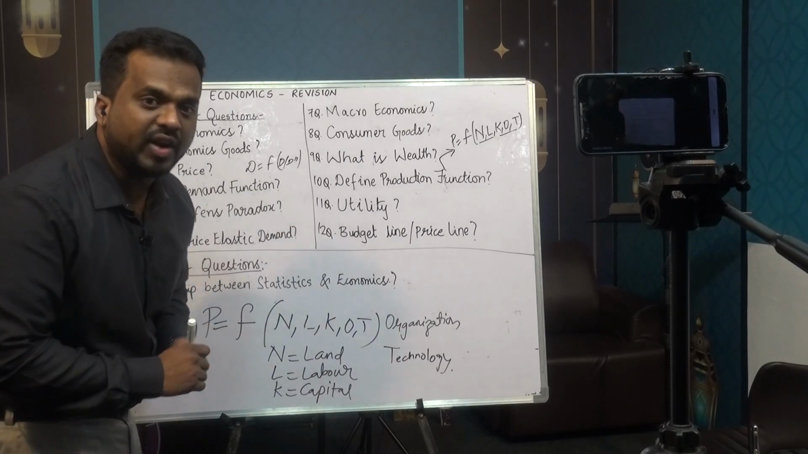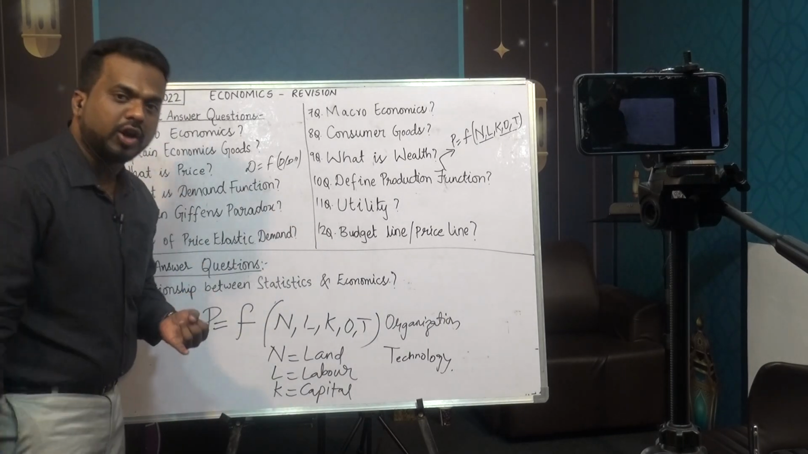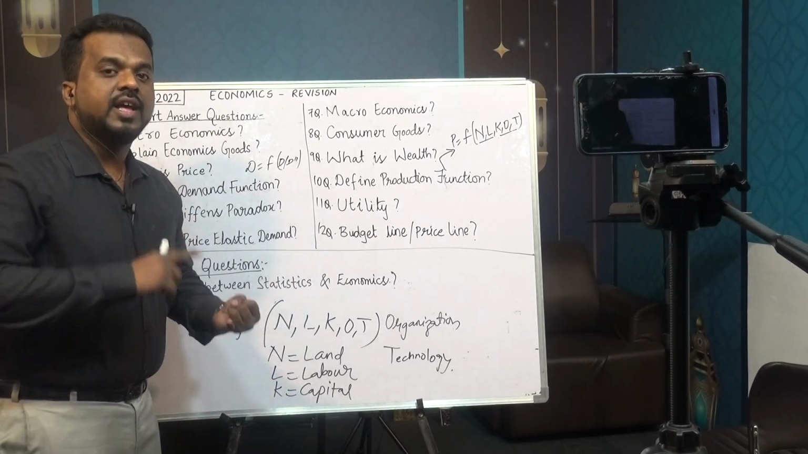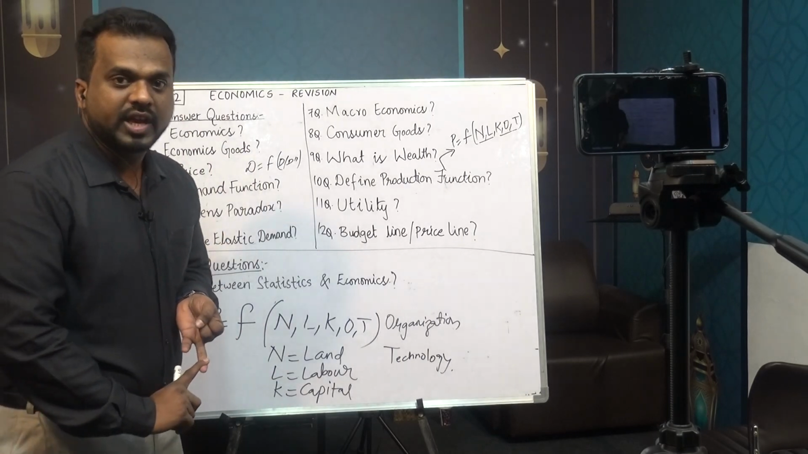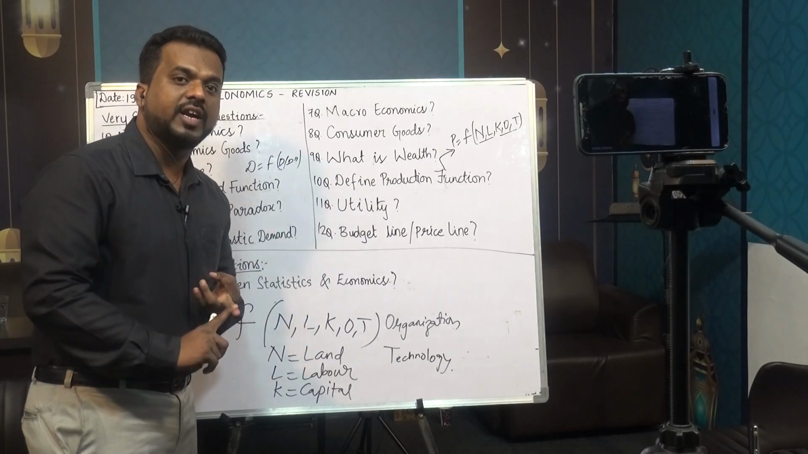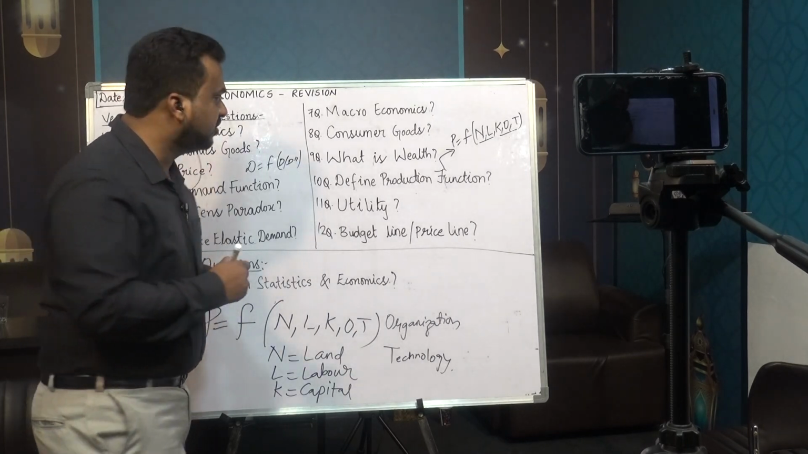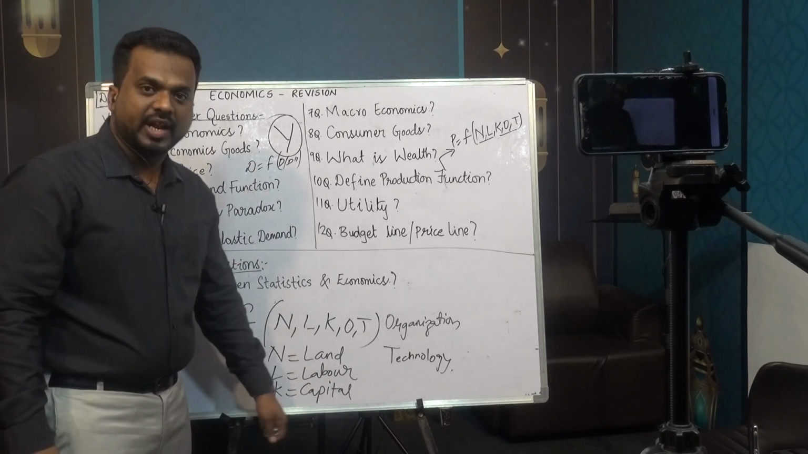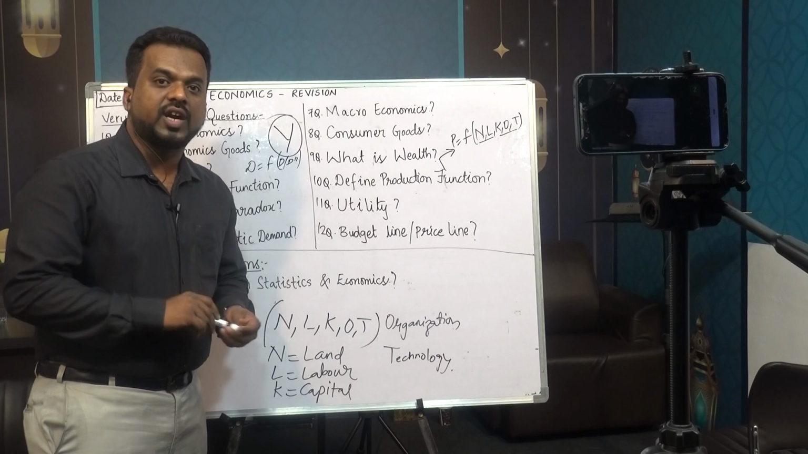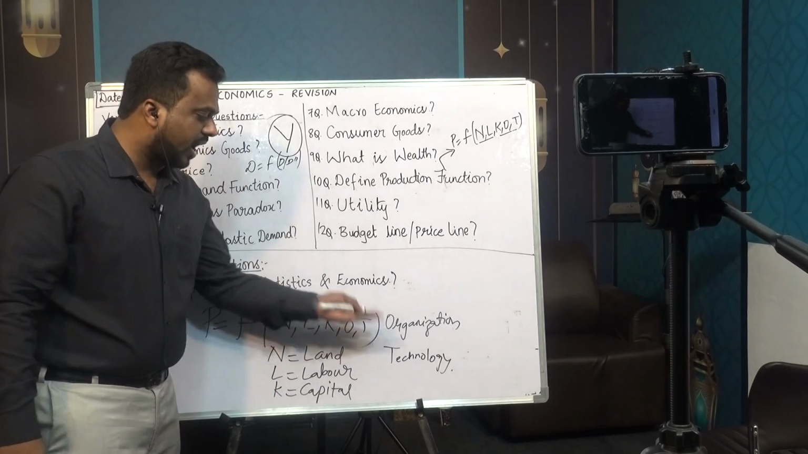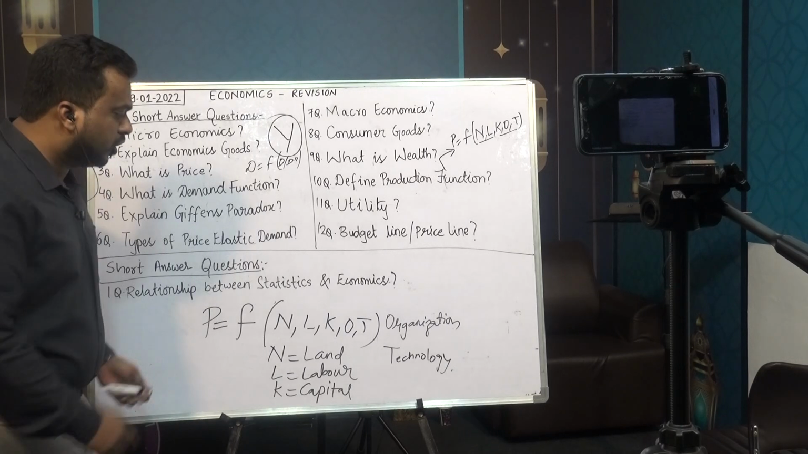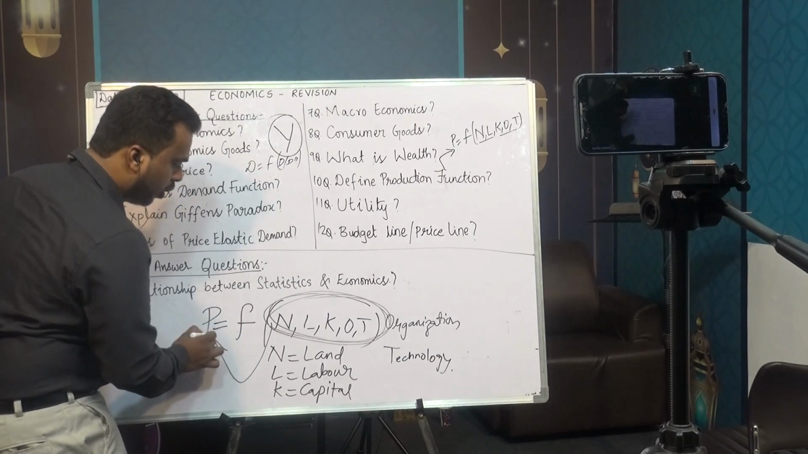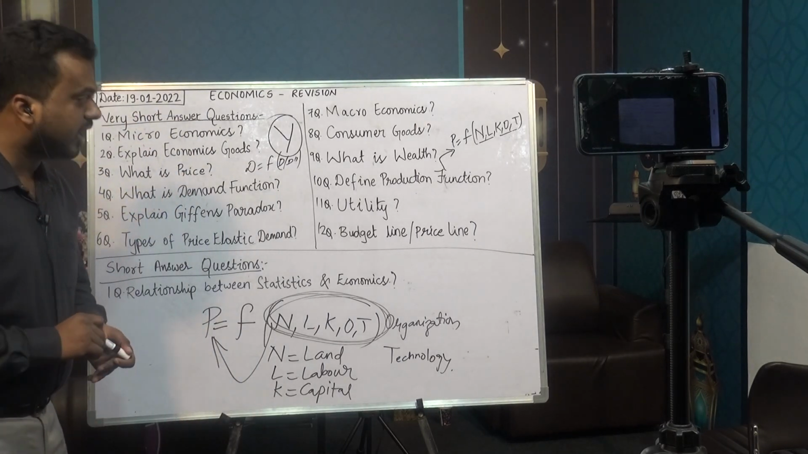P is equals to F of NL cot, where P is the output, total output, F shows the functional relationship, and N stands for land, L stands for labor, ठीक है. K stands always in economics, I have already repeatedly told you, where Y stands for income. Y is income in economics. Okay. K is capital, always K is capital. Capital is denoted with the letter K. O is organization. And T is state of technology. So all these factors will influence the total output. Okay, clear हो गया?